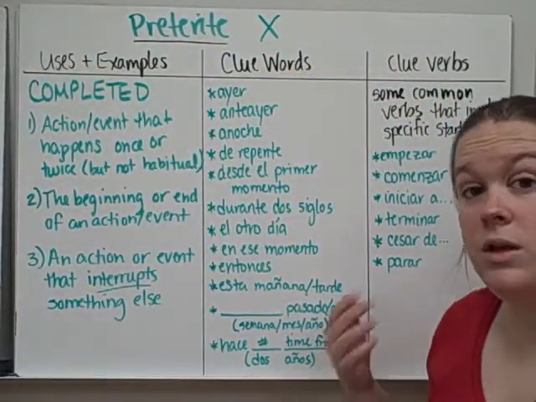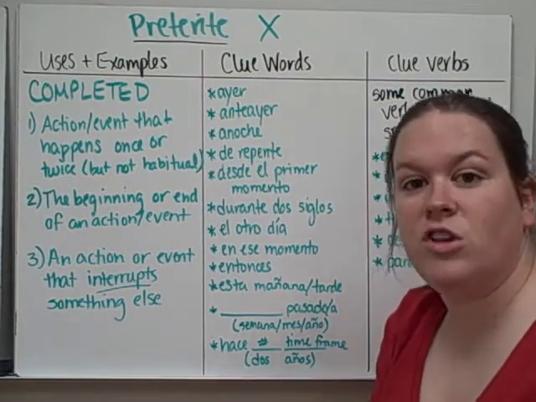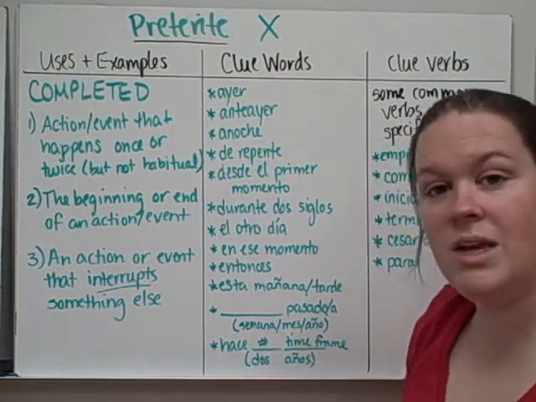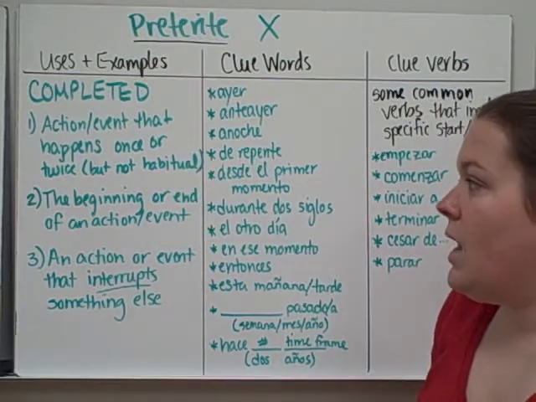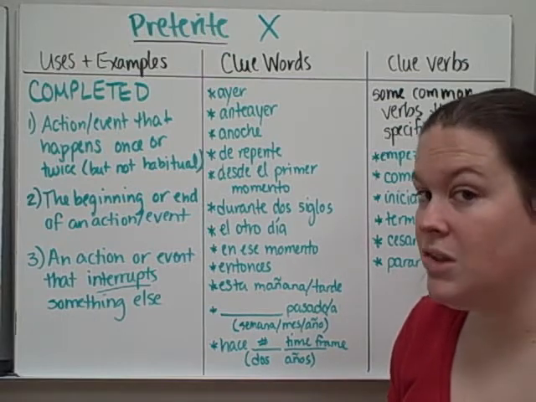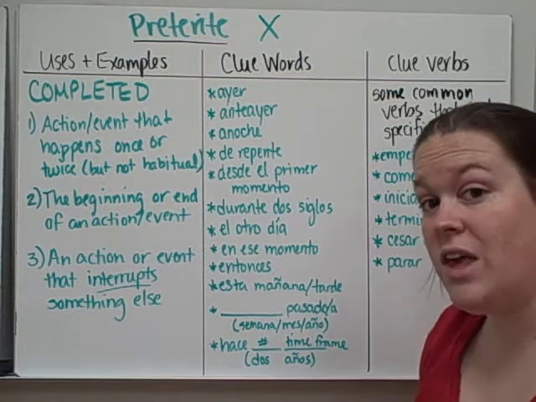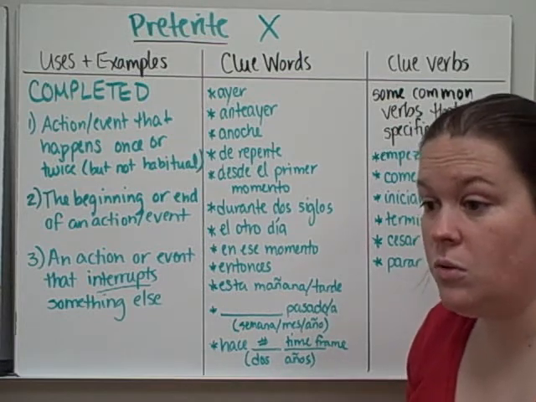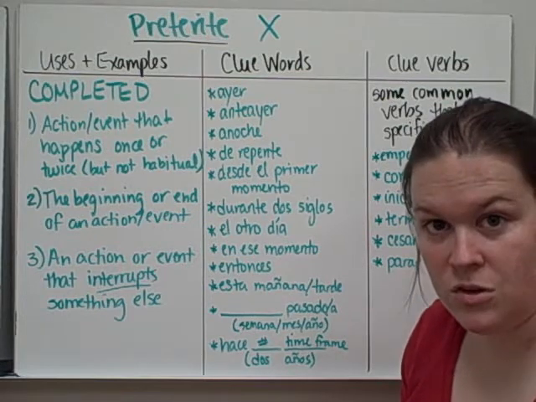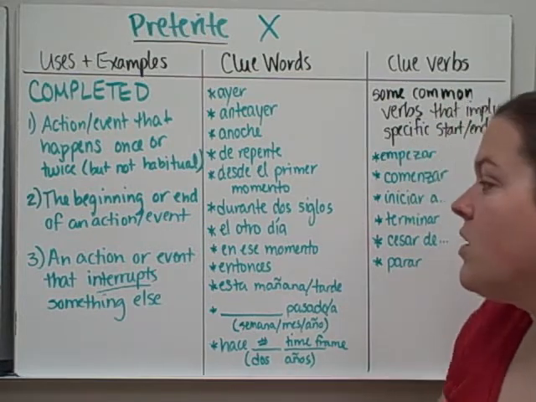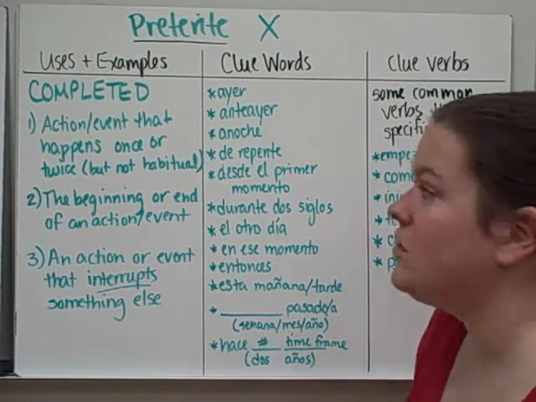Now this is all about preterite tense. So there's an X here. That means it's a completed action, done. So repeated was imperfect, completed is preterite. It describes an action or event that happens once or twice, but is not habitual or frequently repeated. The beginning or specific end of an action or event. So it tells you, the game started at 7, or I finished my test, done, beginning or start time. Or an action or event that interrupts something else. We'll get to that in just a second.